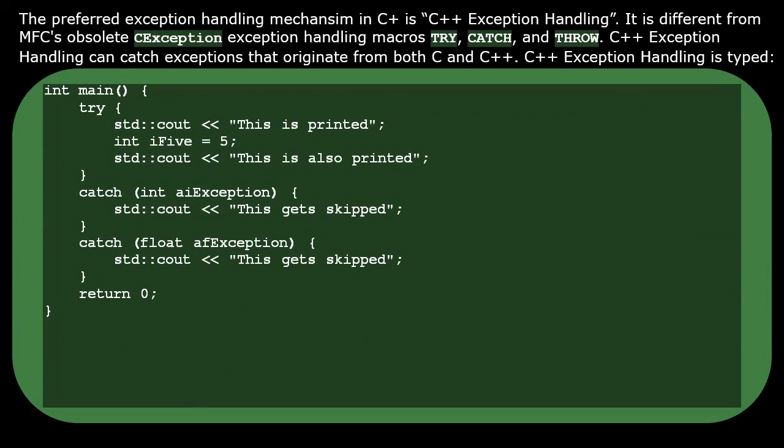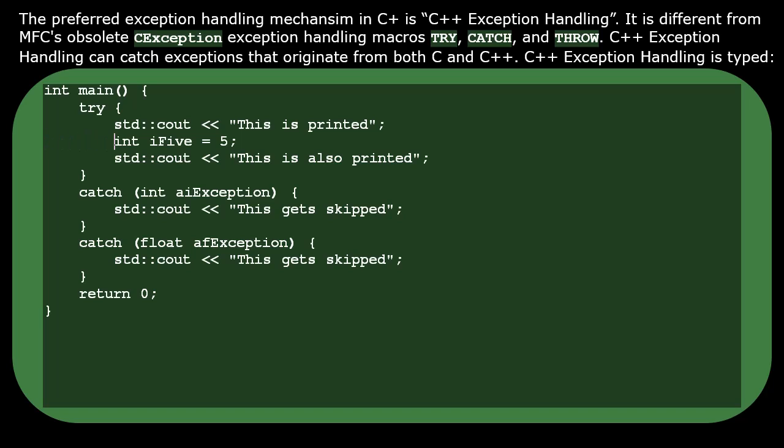The preferred exception handling mechanism in C++ is called C++ exception handling. It is different from MFC's obsolete exception handling macros. Your running program will perform the block of statements within this try block. If nothing bad happens by the time this try block is finished, then the subsequent catch clauses are skipped over.